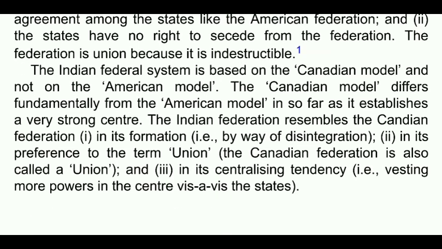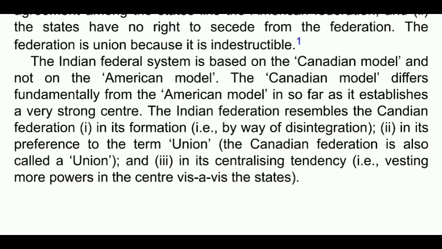The Indian federal system is based on the Canadian model and not on the American model. The Canadian model differs fundamentally from the American model insofar as it establishes a very strong center. The Indian Federation resembles the Canadian Federation in number 1, in its formation by way of disintegration. Number 2, in its preference to the term union, the Canadian Federation is also called a union. And number 3, in its centralizing tendency, that is vesting more powers in the center vis-a-vis the states.